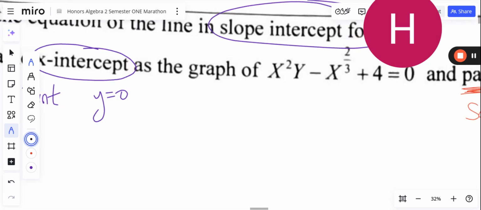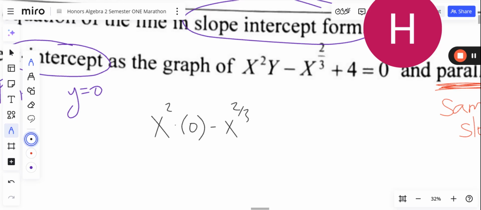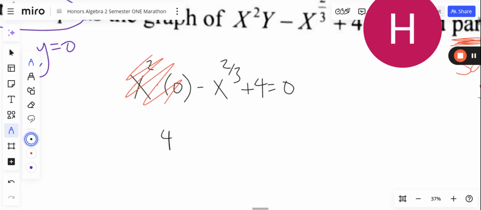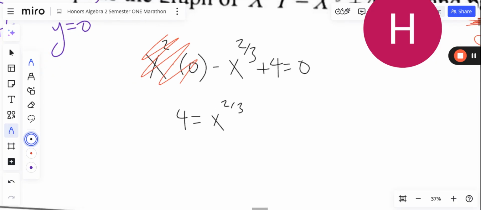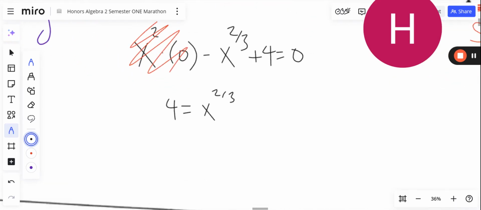So if we set that equal to 0, we just get x squared times 0, minus x to the 2/3 power plus 4 is 0. Of course, this 0 makes that go away very easily, and we have 4 equals x to the 2/3 power. Best way to solve this, we can take a square root of both sides. We can also cube both sides. You need to do them both, and you can do it in whatever order you want.